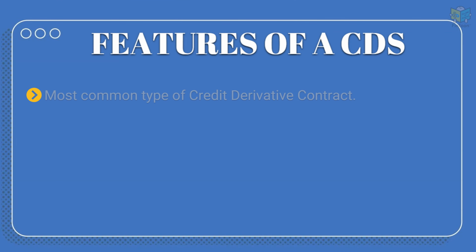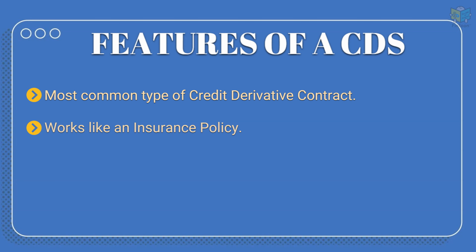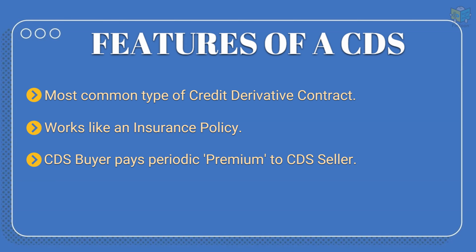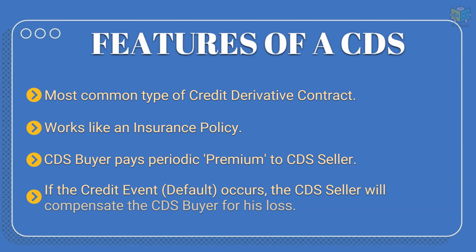A credit default swap is the most common type of credit derivative and works like an insurance policy. Just like paying regular premiums to an insurance company, the CDS buyer makes periodic payments to the CDS seller. If a specified credit event occurs, the CDS seller compensates the buyer for the loss. Let's understand this better with an example.